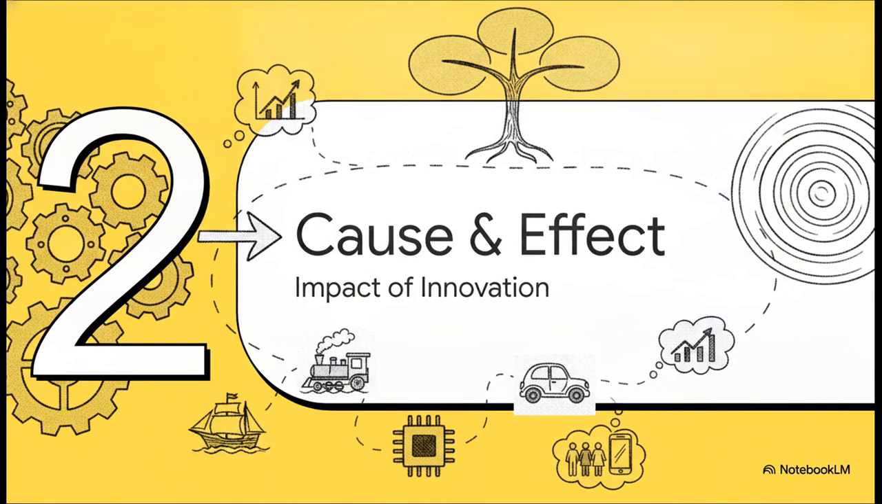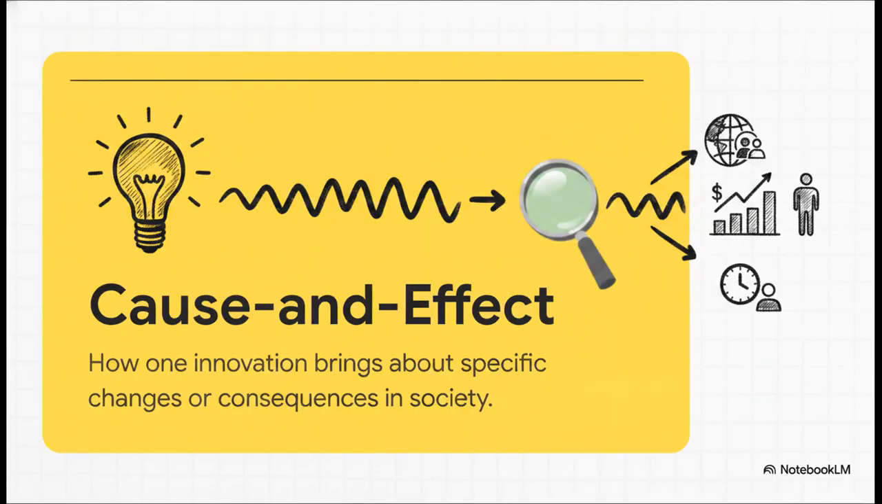Section 2. Cause, effect, and innovation. So what exactly is a cause and effect relationship? Basically, it's the connection where one event, like a new innovation, directly brings about specific changes or consequences in society. Think of an invention dropping like a heavy stone into a perfectly still pond. The invention is the cause, and it immediately sends massive shockwaves or ripples outward through the culture, the economy, and the daily routines of everyday people. You simply can't grasp the full picture of history without understanding this vital connection.